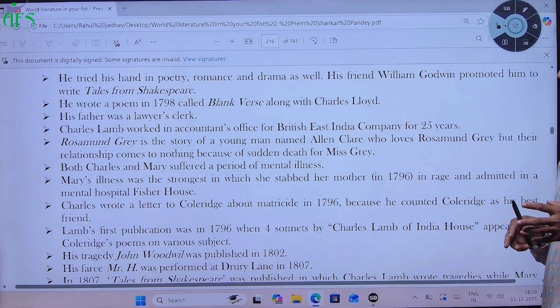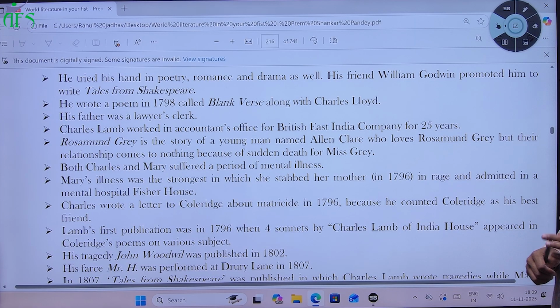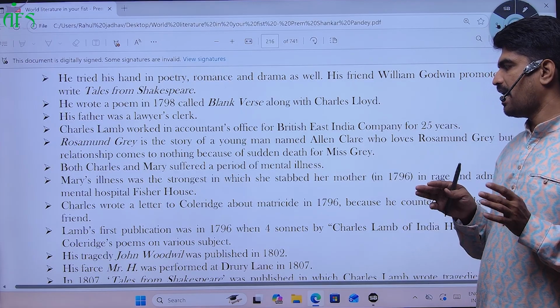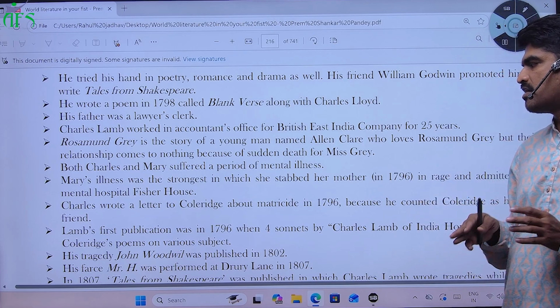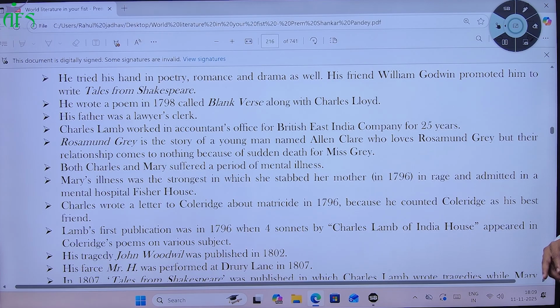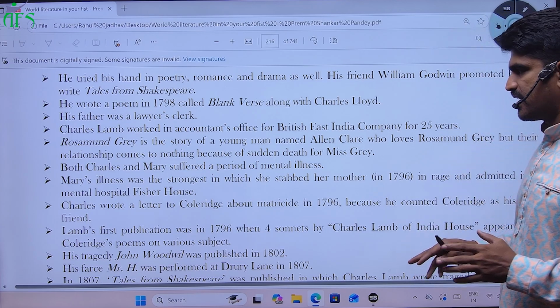So he wrote a poem in 1798 called Blank Verse along with Charles Lloyd. Charles Lamb's father was a lawyer's clerk particularly, and Charles Lamb himself worked in an accountant's office for the British East India Company for 25 years. Rosamund Gray is the story of a young man named Allan Clare who loves Rosamund Gray, but their relationship comes to nothing because of the sudden death of Miss Gray. So Rosamund Gray is another interesting story that Charles Lamb has portrayed, and the character that he has introduced here remains one of the interesting characters.